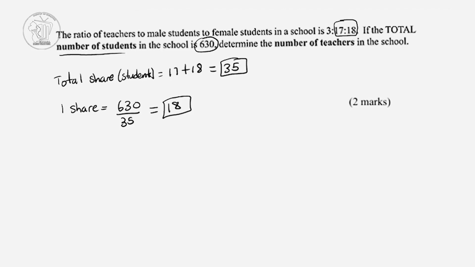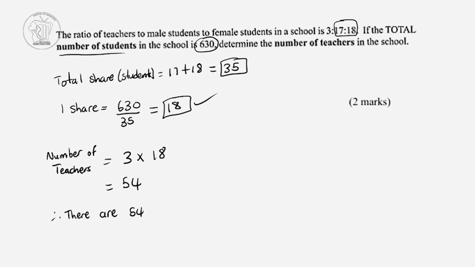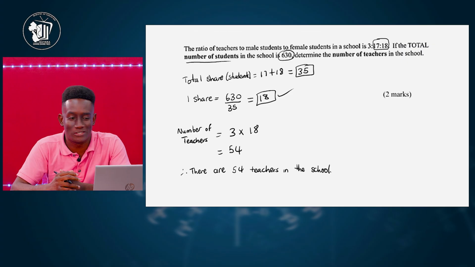Determine the number of teachers in the school. The share for teachers is 3. So the number of teachers will simply be 3 multiplied by the value of one share, which is 18. 3 multiplied by 18 gives us 54. Therefore there are 54 teachers in the school, and that is how we answer that question. So 54 teachers for 630 students.